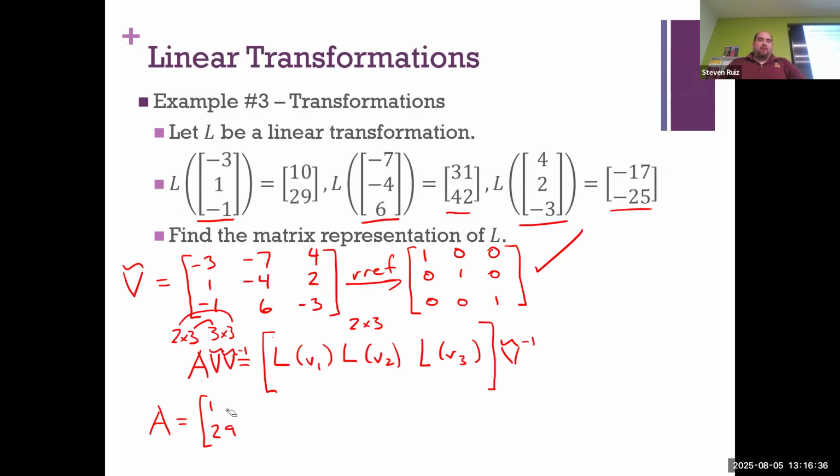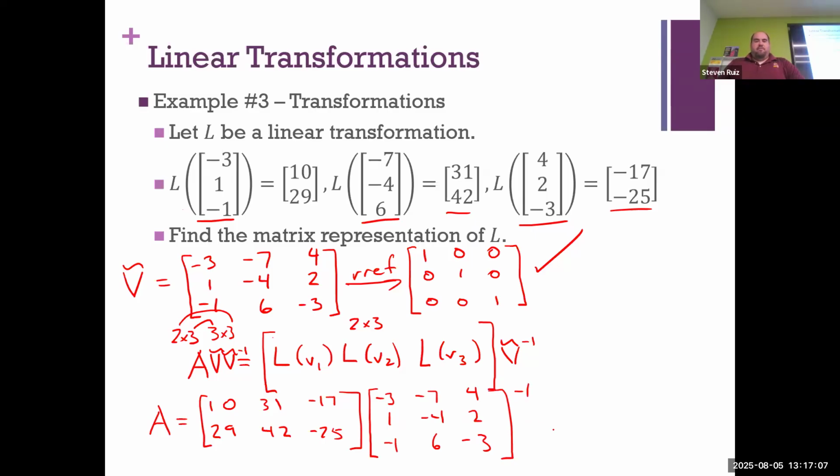Right, so these are all the output columns: 10, 29, 31, 42, -17, -25. I want to multiply this by the inverse of V tilde, which is the basis vectors all stitched together. So that should yield something. It's 2 by 3.